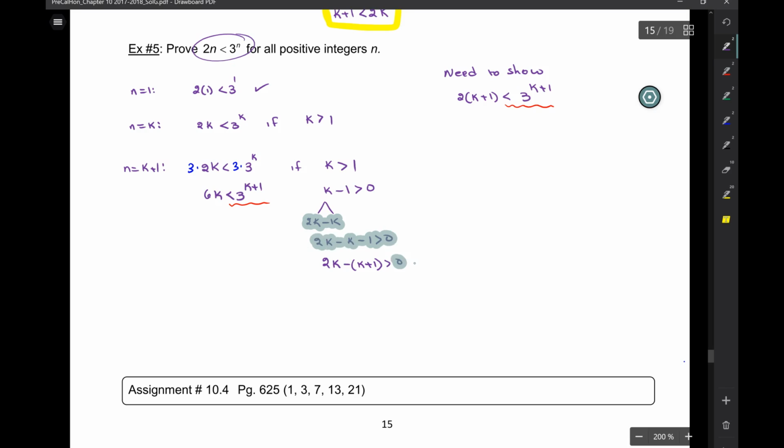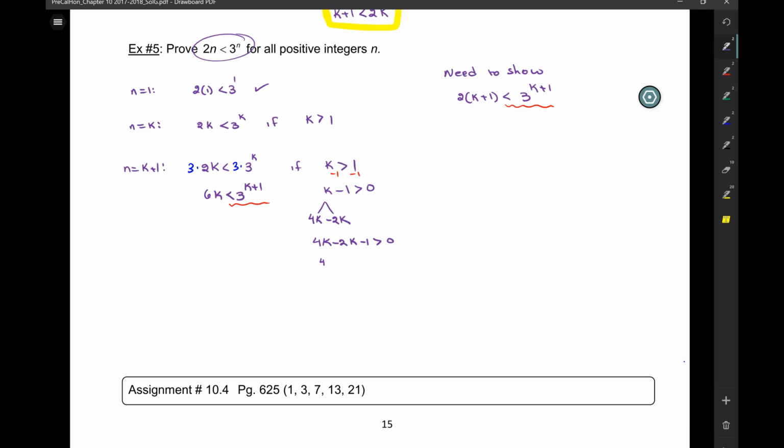Where do you get that k minus 1 is greater than 0? Because all this happens if k is greater than 1, and if I bring the 1 over. So why don't I do 4k minus k, minus 2k? So now I have 4k minus 2k minus 1 is greater than 0. Wouldn't that give you an extra k? Yeah, 2k minus 1. And it would be 4k minus 3 again? Oh no, 4k minus 2.